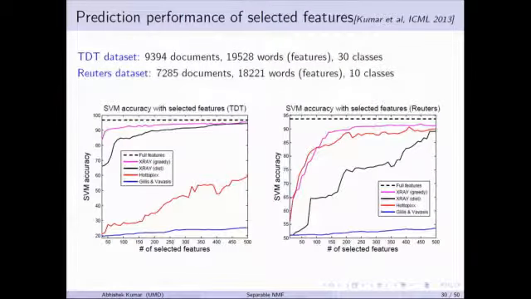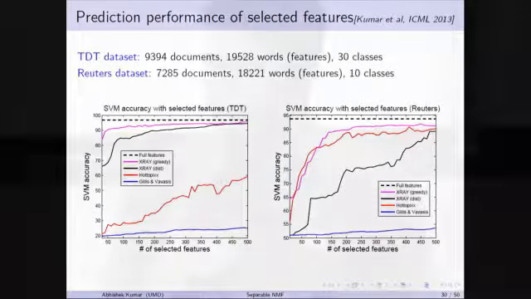Now in this experiment, we want to evaluate the selected features or selected words on a prediction task. Every row of X is a data point, a document, and we are selecting columns. That means we are selecting words from this corpus, and then we train a multi-class SVM using these selected words, and we want to evaluate the prediction accuracy using these anchor words. So we use two datasets, TDT and Reuters. TDT has 30 classes, 30 topics, and Reuters has 10 topics.